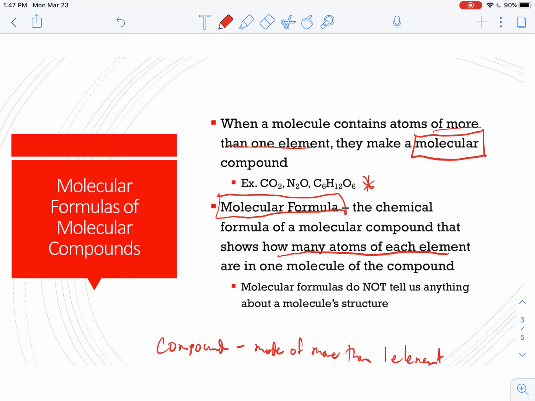So while they tell us in carbon dioxide that we have 1 carbon for every 2 oxygens, it really doesn't tell us anything about the structure of what that molecule looks like. It tells us what's in it, but not how those different atoms are arranged compared to each other.